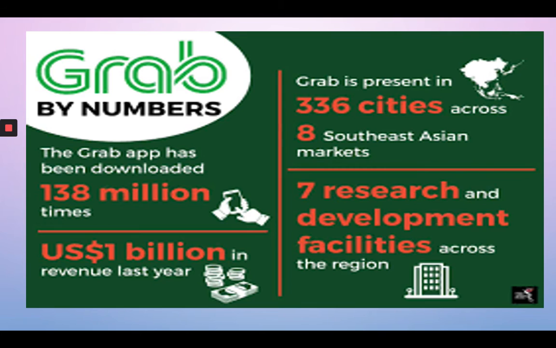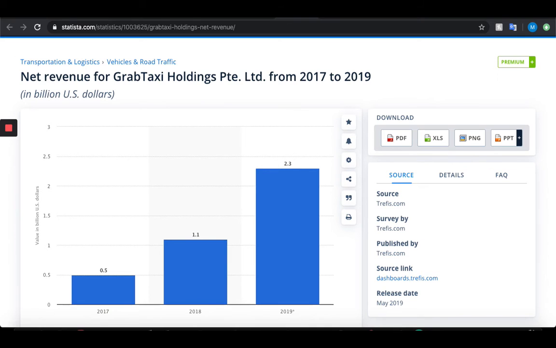Let's see one example for Grab, which is a service for selling. This application has been downloaded 138 million times. The revenue for 2016 was $1 billion. Another one is for taxi Grab, whose revenue was 2.3 billion in 2019. So I am showing some examples of how e-marketing can impact the world and businesses.